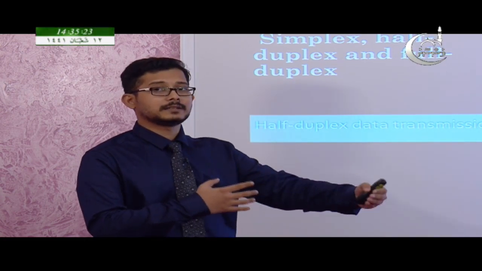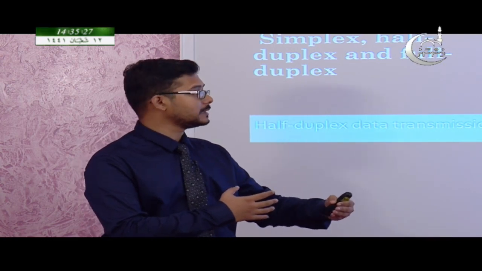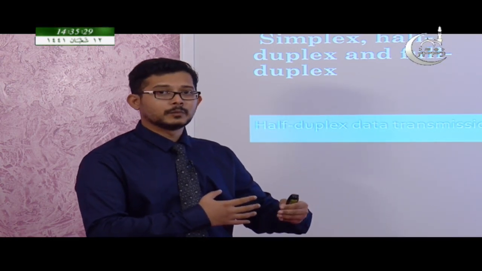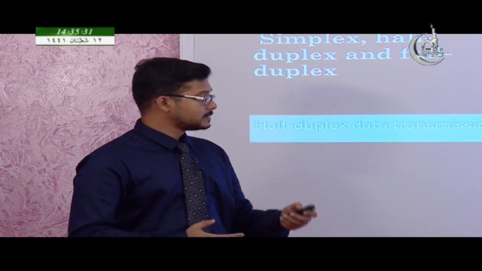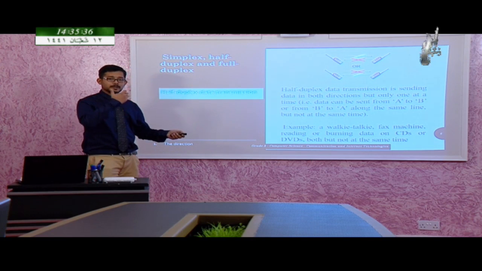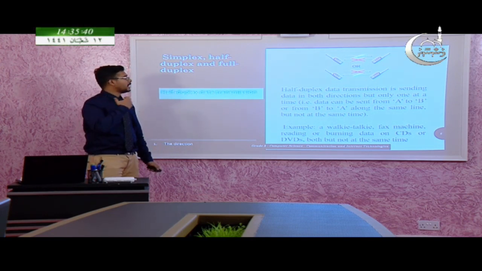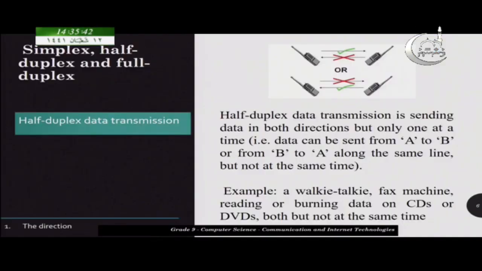Another time we can send from B to A. So we can send in both directions, but we can't do it at the same time. Both directions, but not at the same time. Examples are the walkie-talkie, which you're familiar with, and the police transmitter, which is a half duplex data transmission. Burning a CD can also be considered half duplex. While we burn the CD, we can't read at the same time.